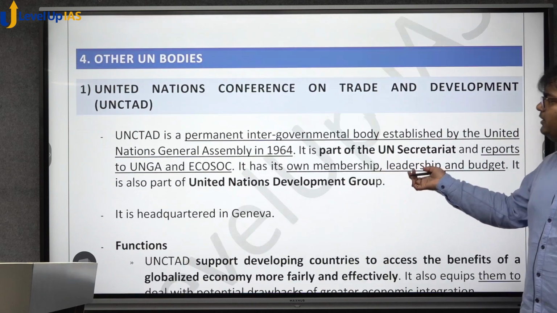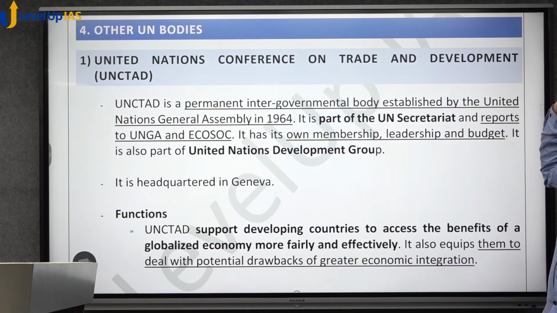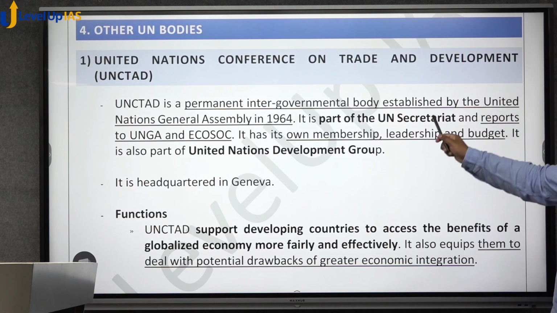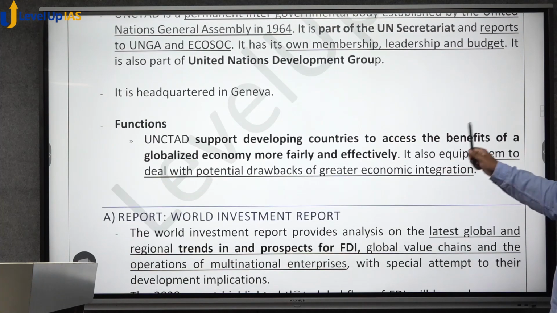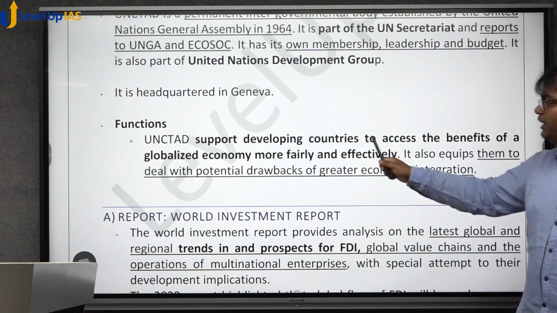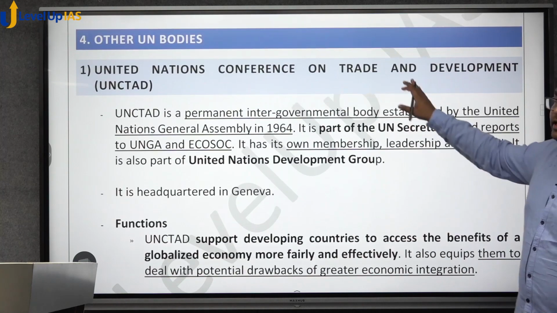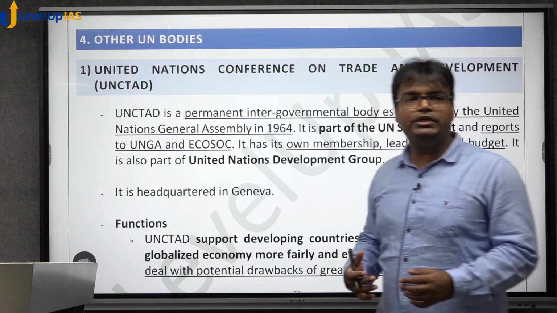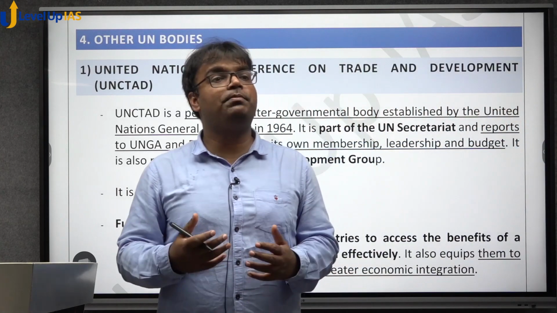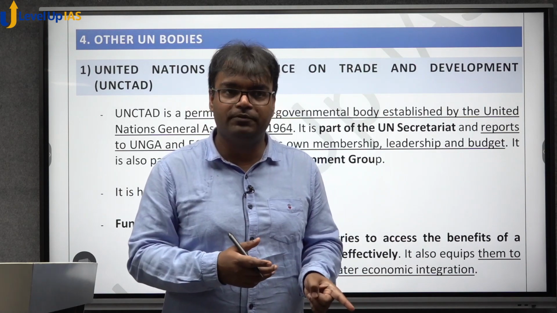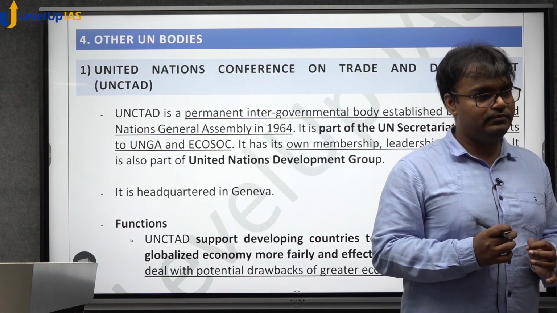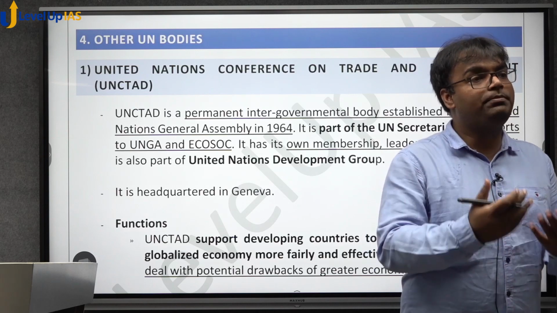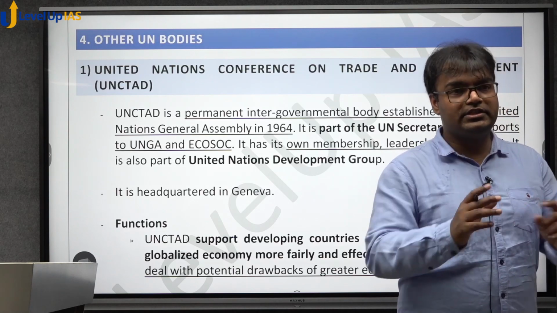So it is the permanent intergovernmental body established by the United Nations General Assembly in 1964. It is part of UN Secretariat. And what is its function? It supports developing countries to access the benefits of globalized economy more fairly and effectively. So basically, when it is promoting trade, more and more free trade, in that situation, countries which are less developed, countries which are developing, maybe on a disadvantageous side. So it works towards ensuring that those countries, developing countries, are able to get benefit of this international trade rather than suffer from it.